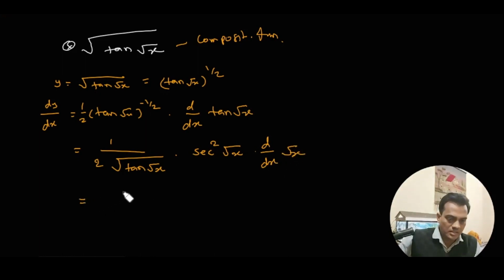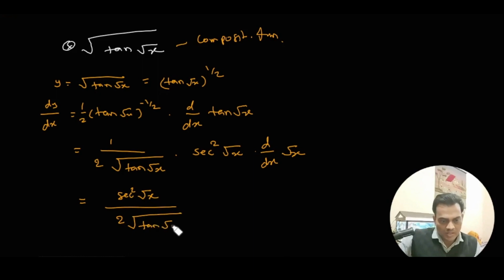So this will become, now this is in the numerator, so sec square of x divided by 2 square root of tan of square root of x, and it will become, the derivative of square root of x is 1 upon 2 square root of x, and again the derivative of x is 1. So this will be our final output.